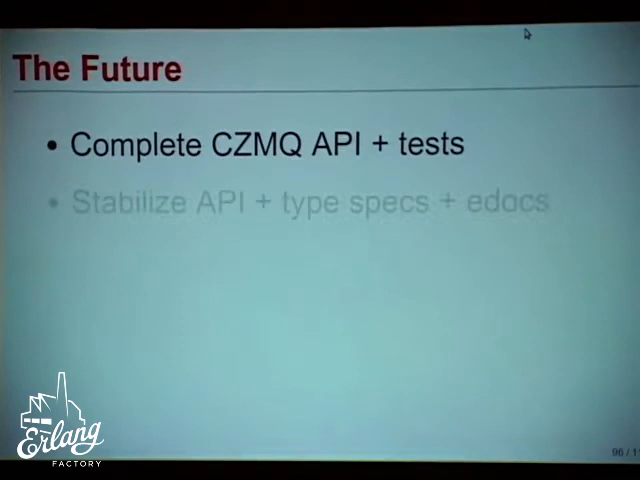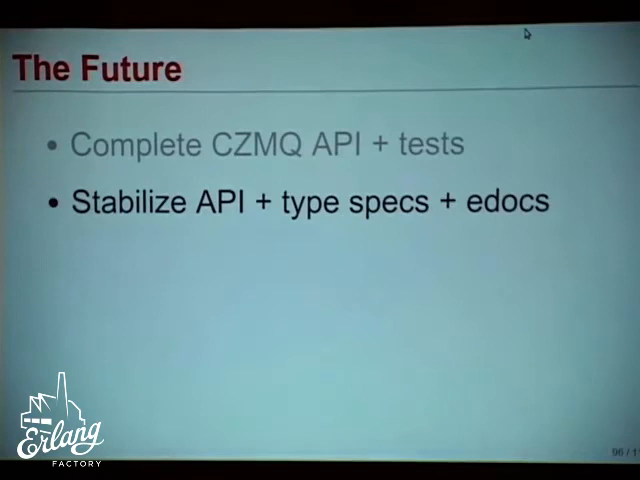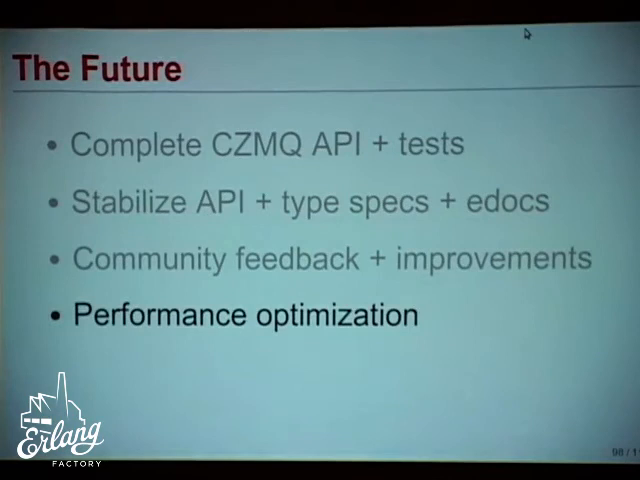Complete the API. We want to make sure it's stable, get the type specs written and documented. Then community use, feedback, improvements, and finally performance. There are some ways we can improve the performance, and that's on the roadmap. But until somebody says this is a problem, I'd like to see a problem and then have somebody solve it specifically and know it goes faster for a reason, rather than just making something fast for the sake of benchmarks, like some companies like to do.